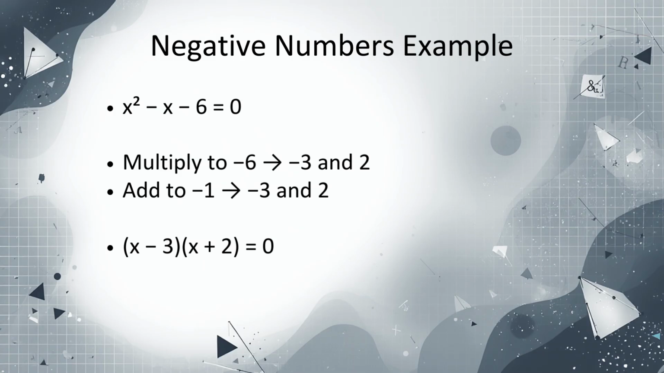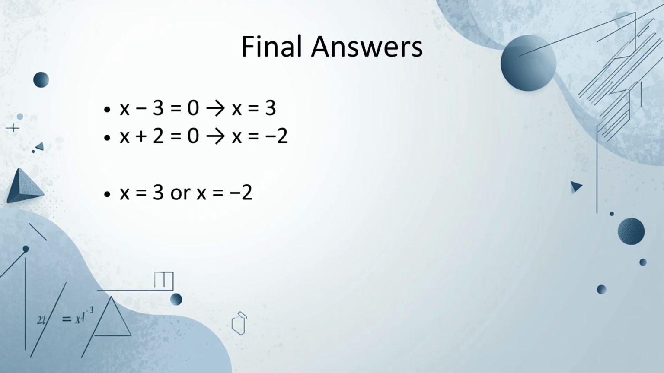And again, as I've told you, we just put them equal to 0 and we just further solve them. So we add 3 on both sides, getting x equals 3. Take away 2 from both sides, getting x equals minus 2. So we have two answers, x equals 3 or x equals minus 2.